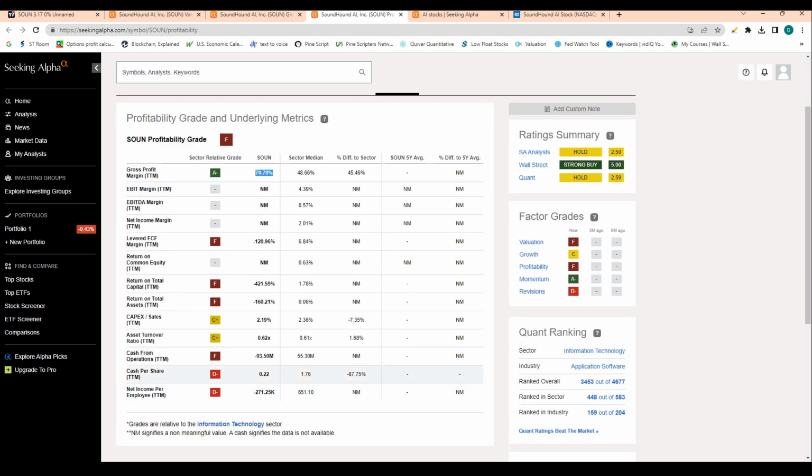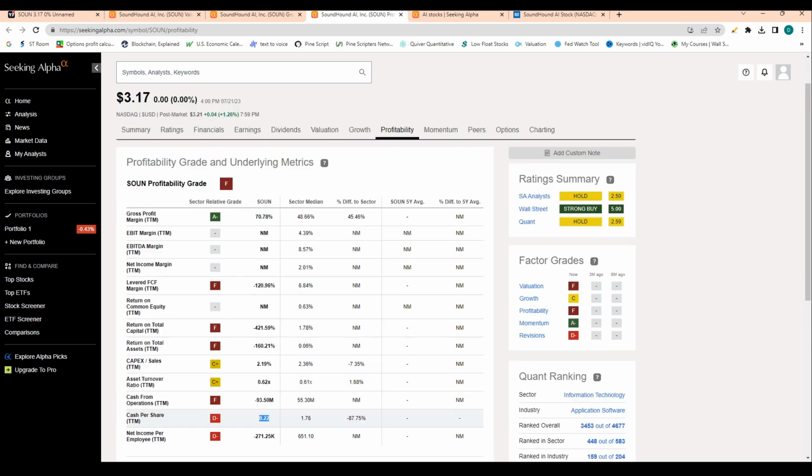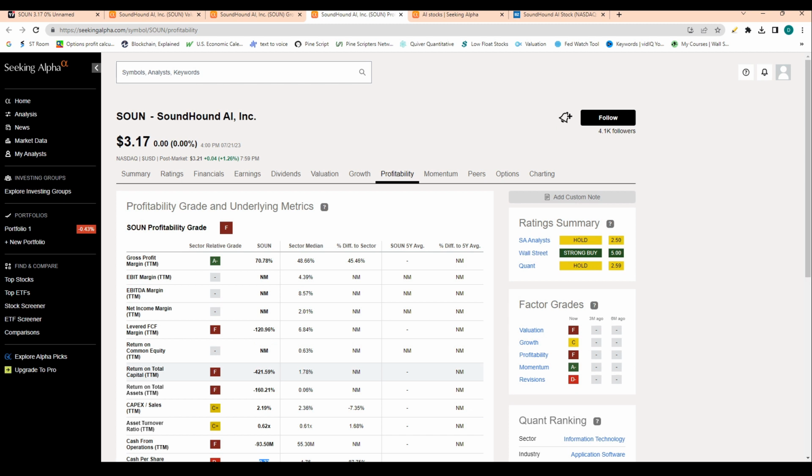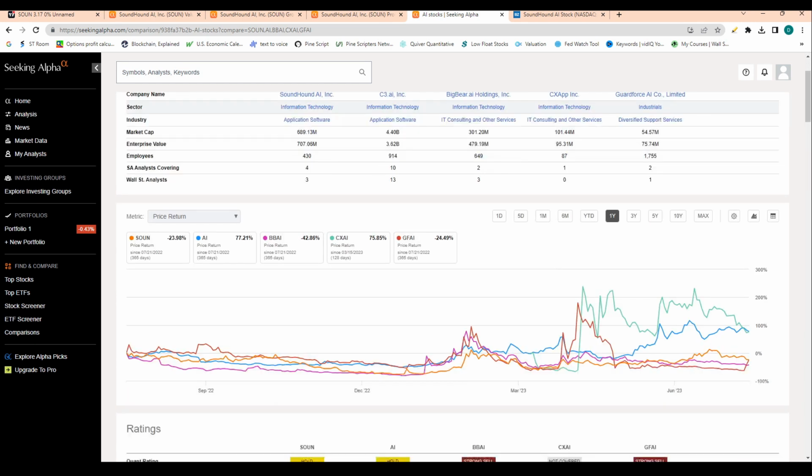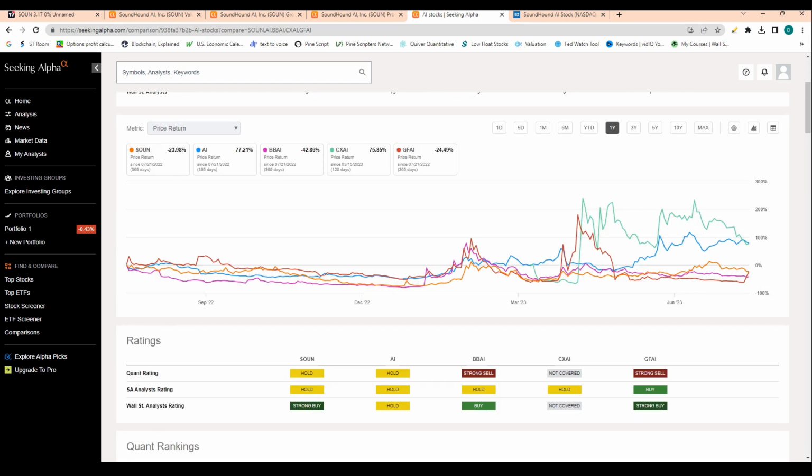And then we also have 22 cents of cash on hand for the company, which isn't a great number, but I'll dive into the balance sheet in a second here, and we can tell if this company is in a spot where they can fund their future operations. With that being said, let's take a look at the price performance for shares over the past 12 months.